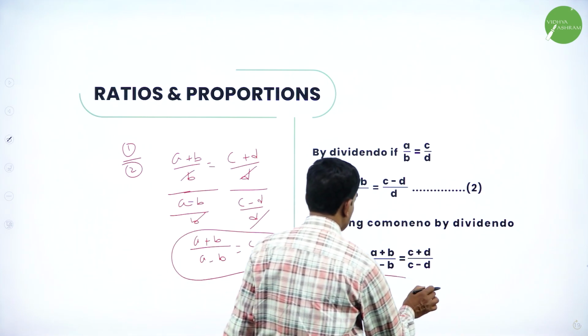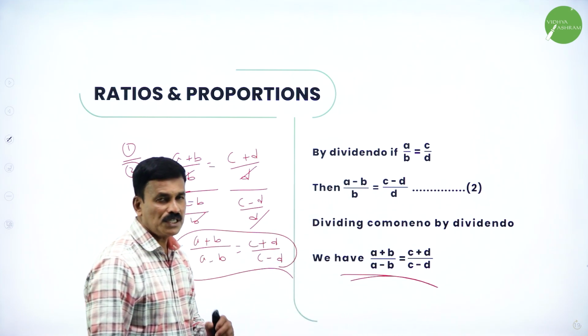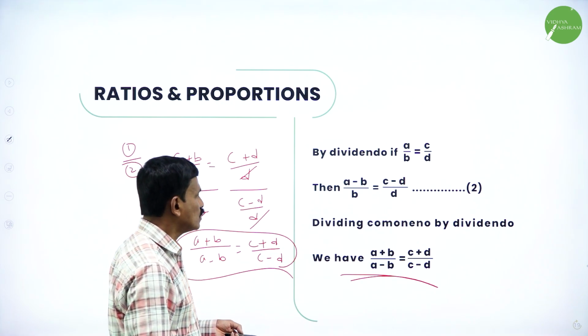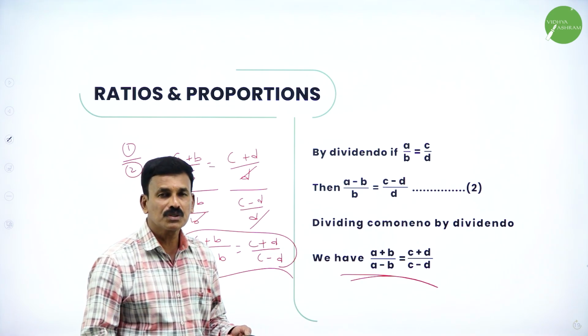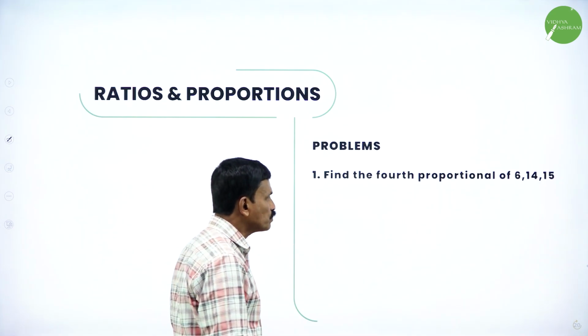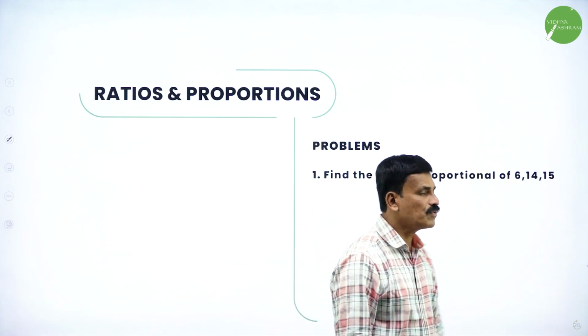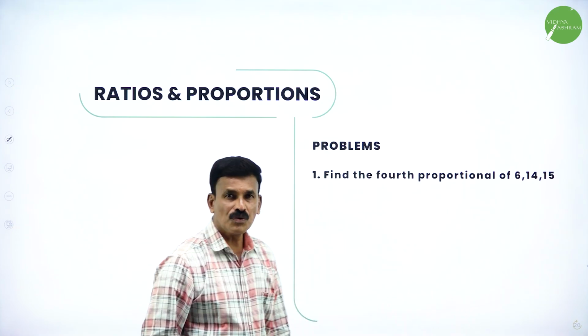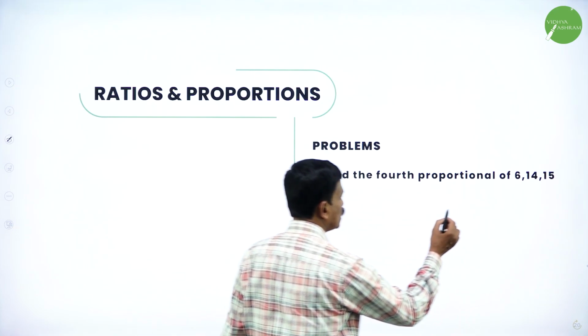This is the relation. Now, by knowing all these types of proportion, let us move on to the problems. Let us take an example. First one, problems. Find the fourth proportional of 6, 14 and 15.